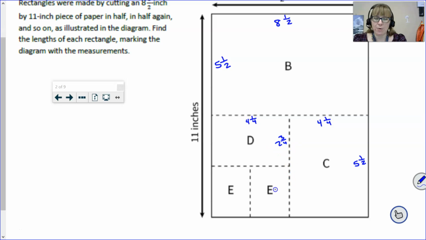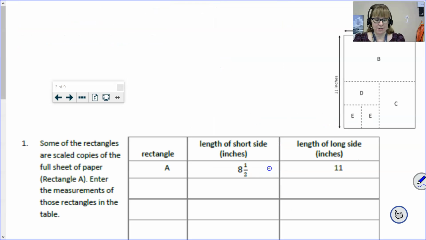Knowing that that's 2 3/4, I also know that the other half is going to be the same, and that will also be 2 3/4. And now I'm left with just figuring out half of 4 1/4. Half of 4 is 2, and half of 1/4 is 1/8. I've now written out those dimensions for each one of these, and that's going to be helpful for our next activity. Now we're finally ready to sort our rectangles.